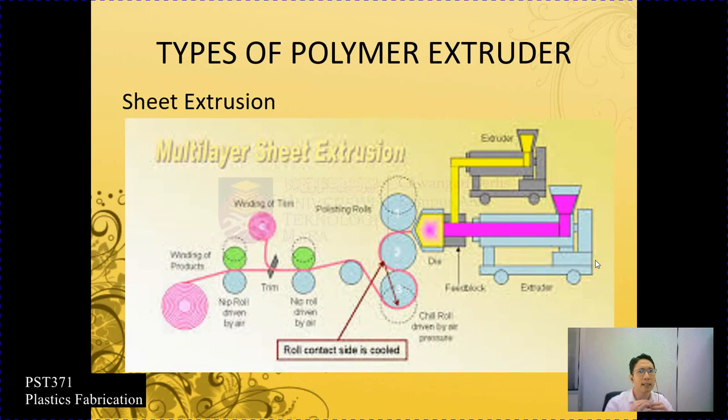Okay, this is the sheet extrusion, the multi-sheet extrusion. Awak tengok kat sini, kita ada extruder. Okay, kita ada feedstock juga. They mix together. Then we have what we call the windings of other material, so that when you are sheeting the material, you pull this material and we adhere to another substrate and finally it will be wound up.